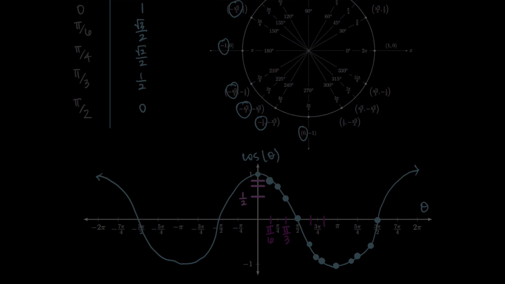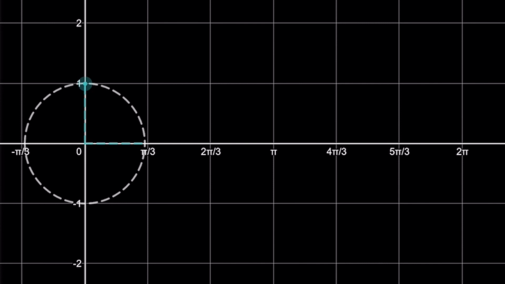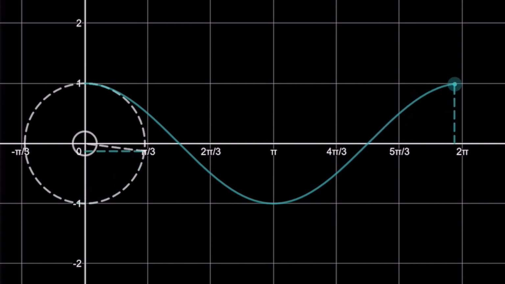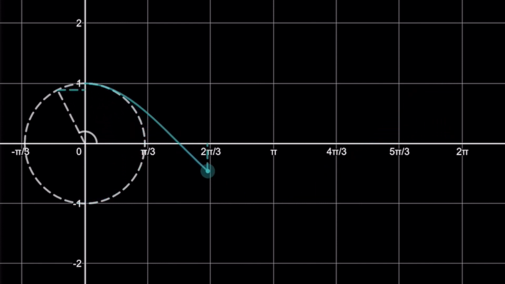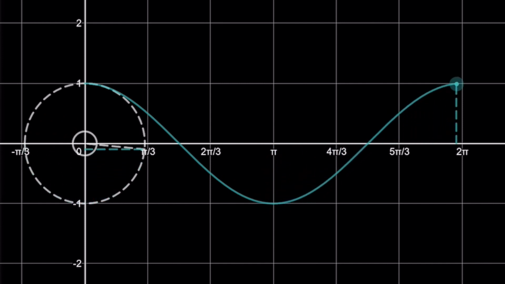We can see the same animation using Desmos, so as the angle sweeps around the circle, we can see the cosine values drawing out. When the cosine, or the x, is positive, that's in quadrants 1 and 4, we are above the horizontal axis, and when they are negative in 2 and 3, we are below.